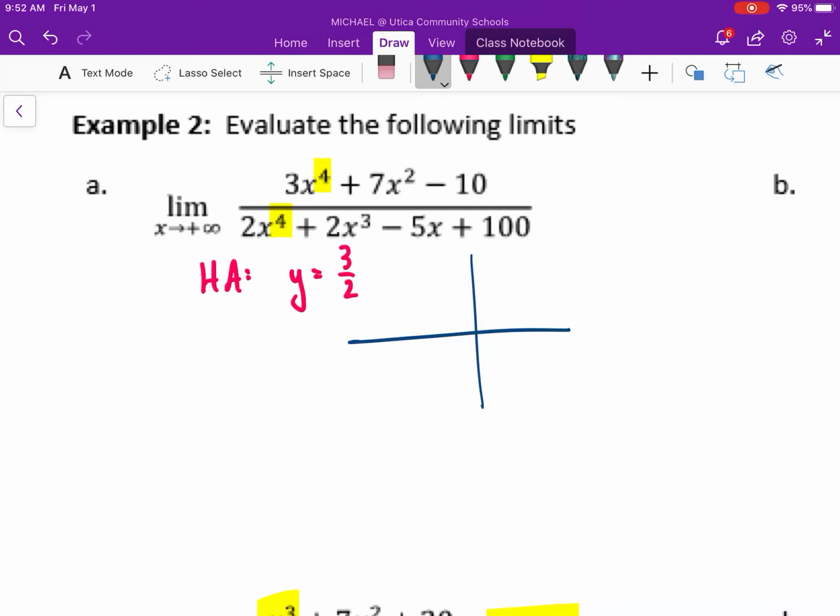So graphically, we have a horizontal asymptote at 1.5. Whether the graph approaches from the bottom or the top, it does not matter. And it does not matter which direction, positive infinity or negative infinity, they both approach 3/2. So in this case, the limit is 3/2.